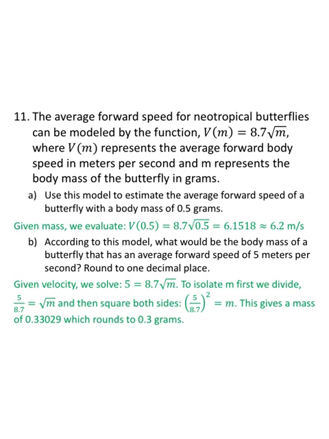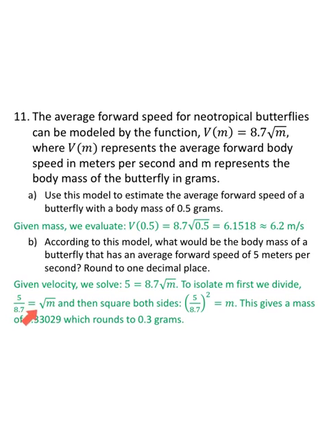According to this model, part B, what would be the body mass of a butterfly that has an average forward speed of 5 meters per second? We're going to round our answer to 1 decimal place. So we're given a speed, we're given the velocity is 5 meters per second. So we're going to replace this whole v thing on the left-hand side with 5. The whole velocity, the whole left-hand side is 5. So 5 equals 8.7 times the square root of m. To isolate m, we first divide, get the radical by itself. And I'm not going to find that number yet. I'm going to let my calculator handle this later.